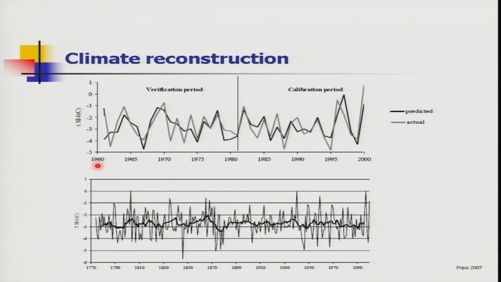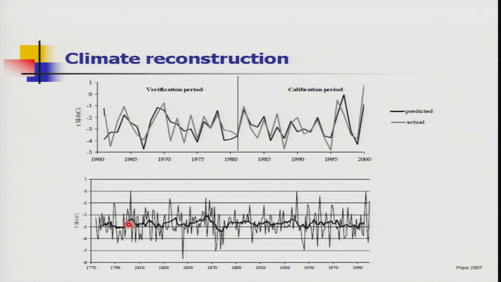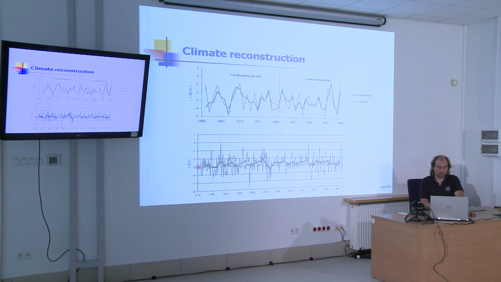So meteorological instrumental observation data was from 1960 up to 2000. And now, using tree ring data, using dendroclimatology, we can extend this information about winter temperature in Romania up to 1770. So let's say roughly 200 years more of information. So that's one of the applications of dendroecology.